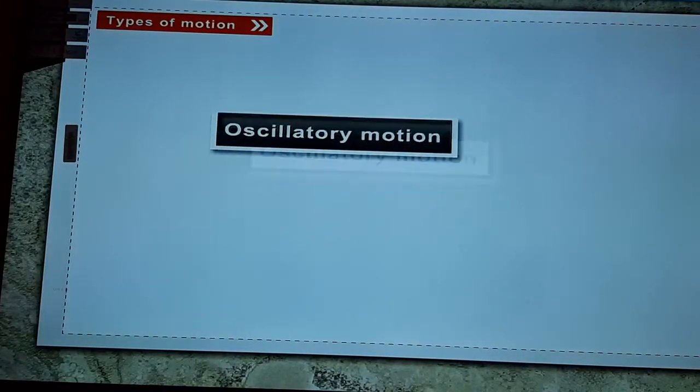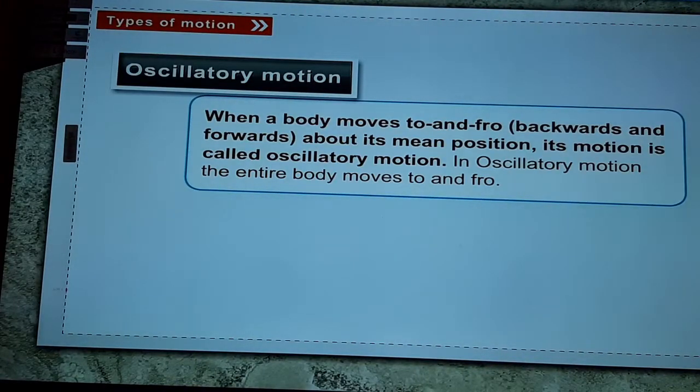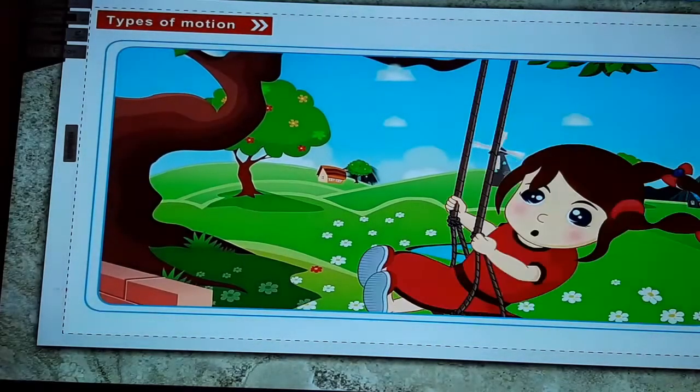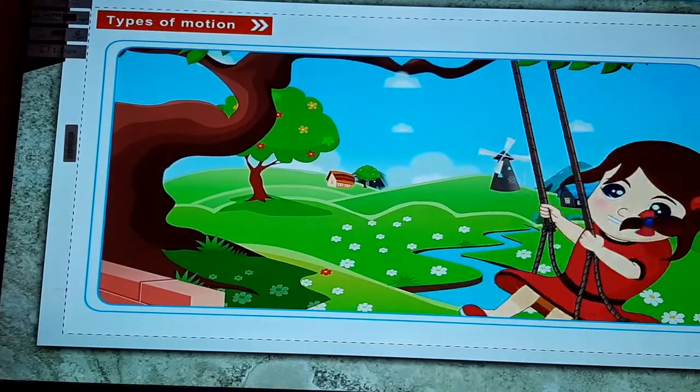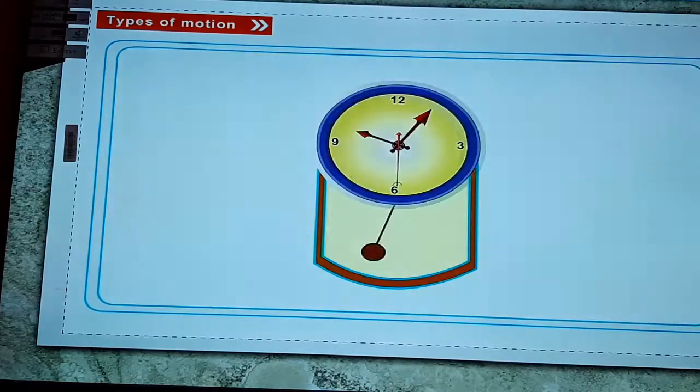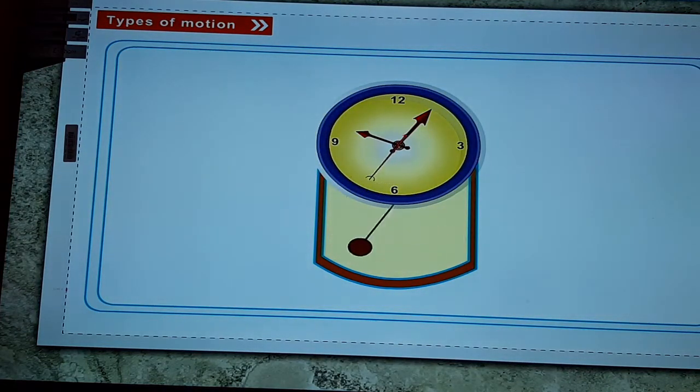Oscillatory motion. When a body moves to and fro, backwards and forwards about its mean position, its motion is called oscillatory motion. In oscillatory motion, the entire body moves to and fro. Some examples of oscillatory motion are the motion of a swing and the pendulum of a clock.